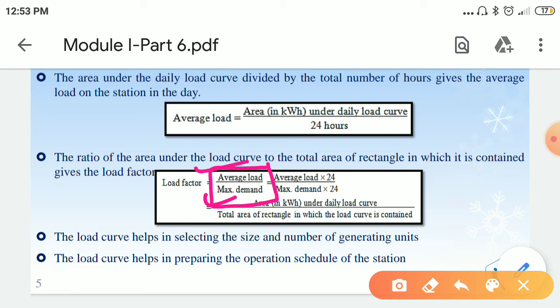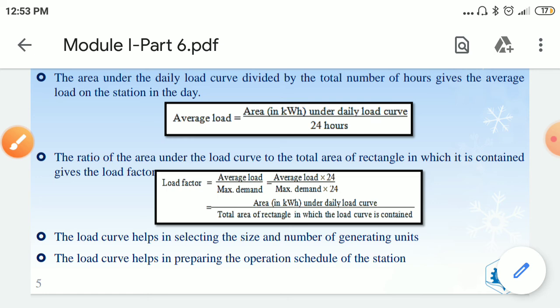What we are doing is multiplying the numerator and denominator of this average load with 24. So what will be the answer? Average load into 24 divided by maximum demand into 24. Average load into 24 means we are obtaining the total number of units being generated on the day. Correct? So we can divide this by the maximum demand into 24.